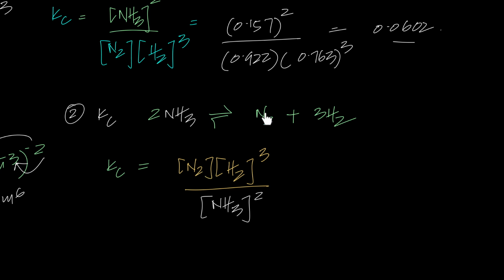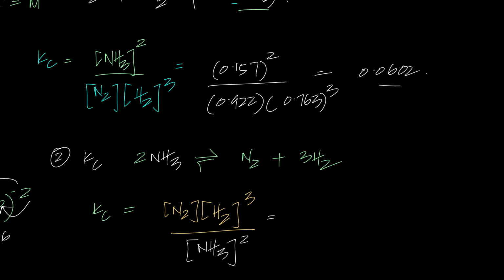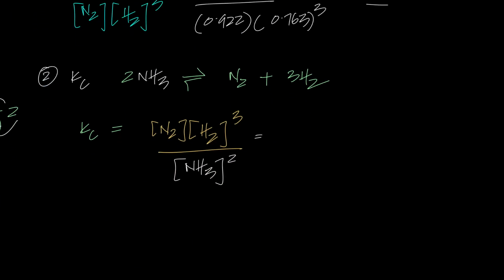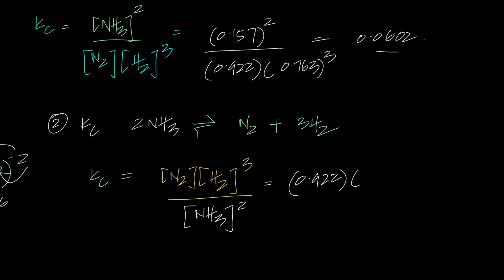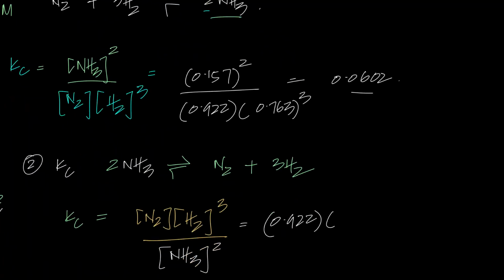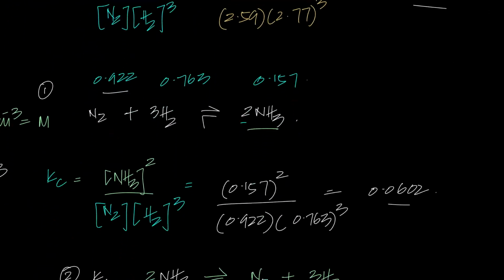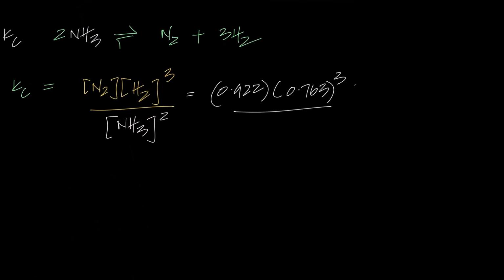Concentration of product at equilibrium raised to its coefficient. Concentration of hydrogen at equilibrium raised to its coefficient, which is 3. Concentration of NH3 at equilibrium raised to its coefficient. What do you get? These are the values, right? N2 is 0.922, multiplied by H2. H2 is what? 0.763 raised to the power 3, divided by NH3. NH3 is 0.157, sorry, and raised to the power 2.